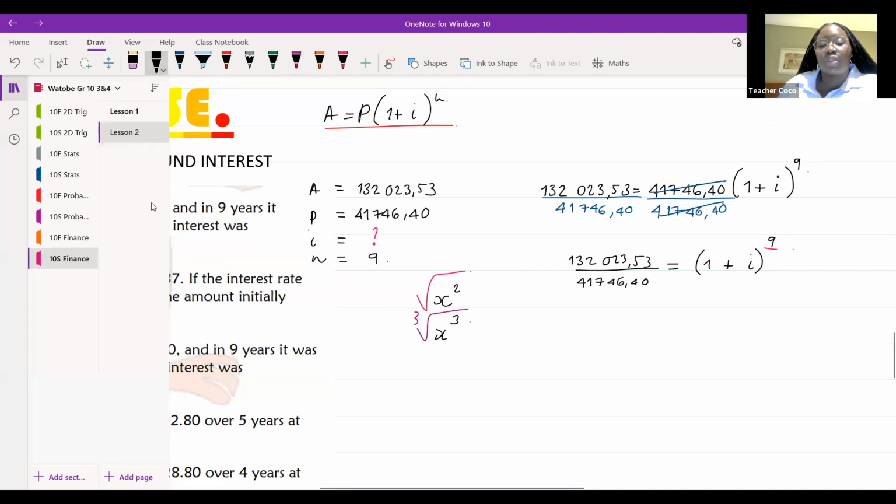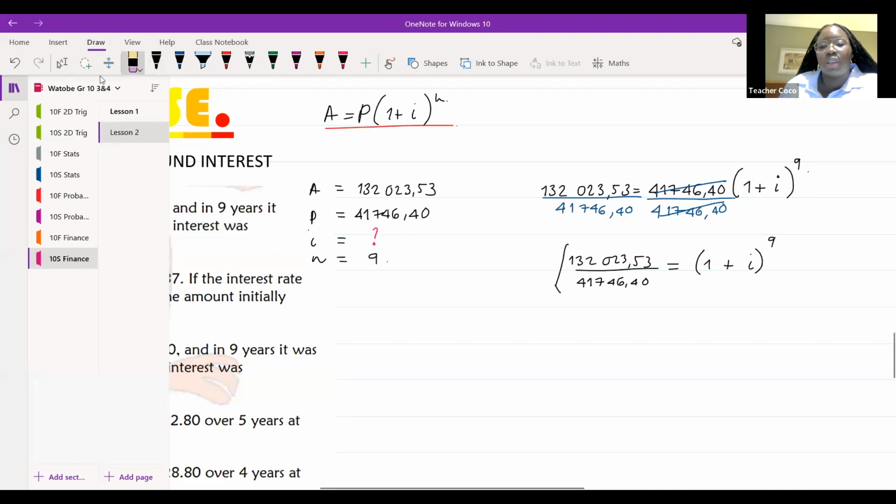What about x to the power of 5? How do I get rid of the 5? We would just take the fifth root, correct? So I'm taking the 9th root. Correct. So in this one over here, we're just going to take the 9th root. Right. So we're going to say now the 9th root.